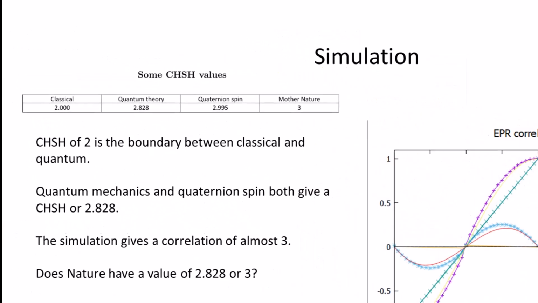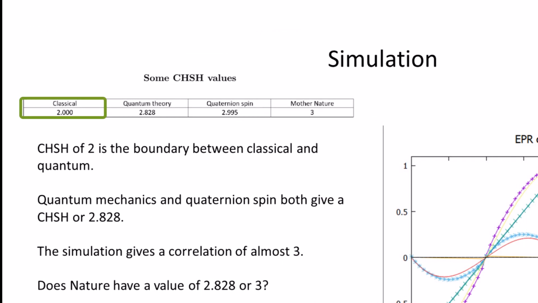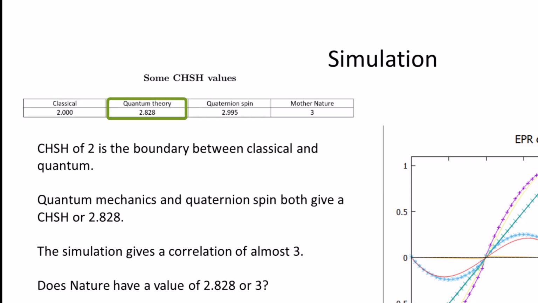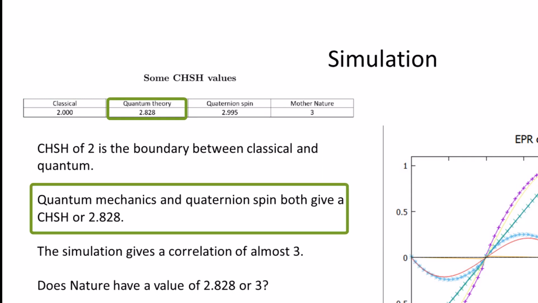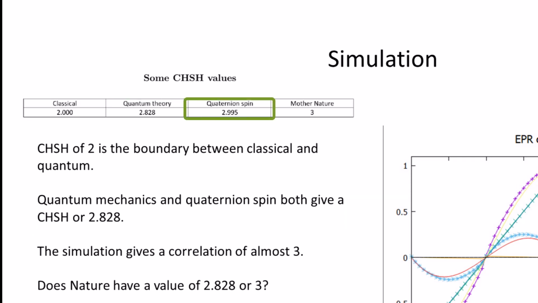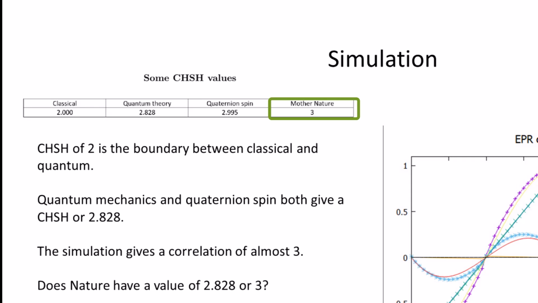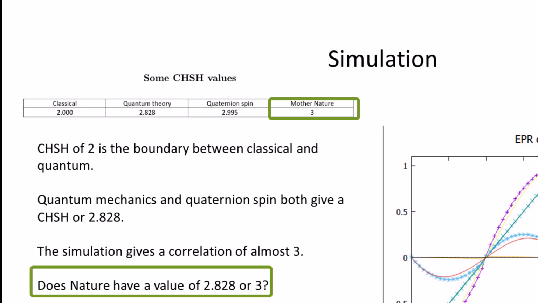The CHSH value of 2 is the boundary between the classical polarizations and the quantum coherences. Quantum mechanics and quaternion spin both give a CHSH value of 2.828. The simulation gives a correlation of almost 3. This leads to the question, does nature have a value of 2.828 or 3?